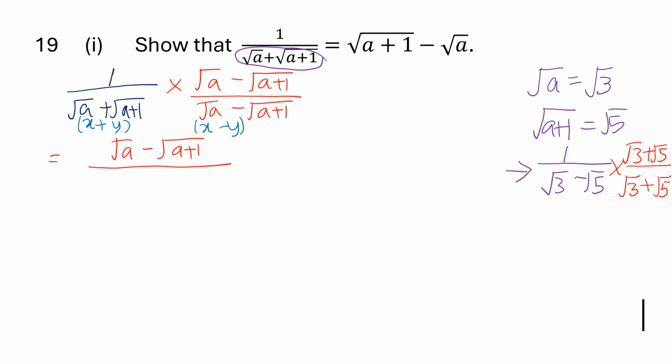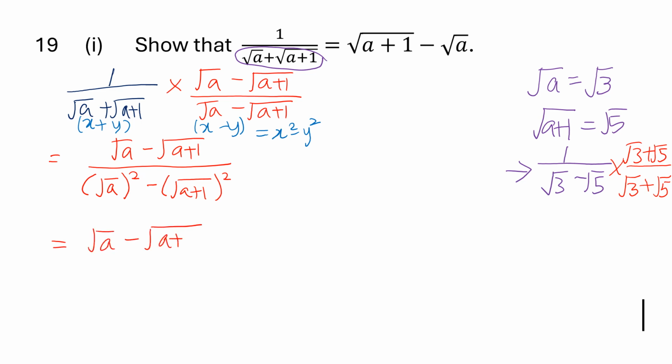Alright, (x plus y) times (x minus y). So that will give you x squared minus y squared, right? So your denominator will come out to be (square root a) squared minus (square root a plus 1) squared, right? So if we simplify further, square root a times square root a gives you a, and likewise for the other one, square root a plus 1 times another square root a plus 1 will just give you this.